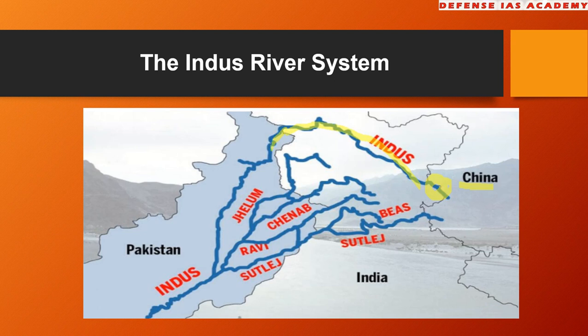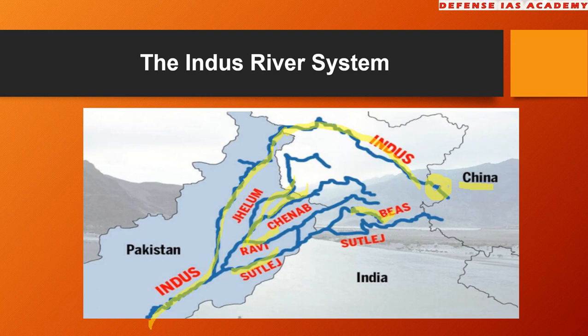It flows through Jammu and Kashmir. Then it enters Pakistan, and finally it drains into the Arabian Sea. The tributaries of the Indus are the Jhelum, the Chenab, the Ravi, the Satluj, and the Beas. These are the tributaries of the Indus River system.